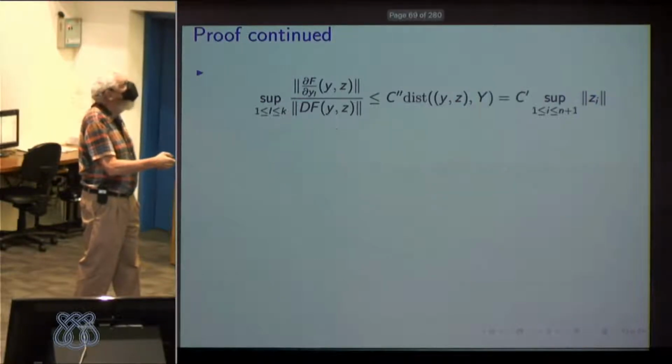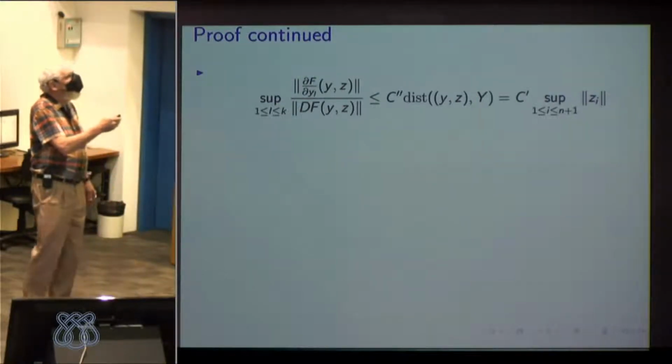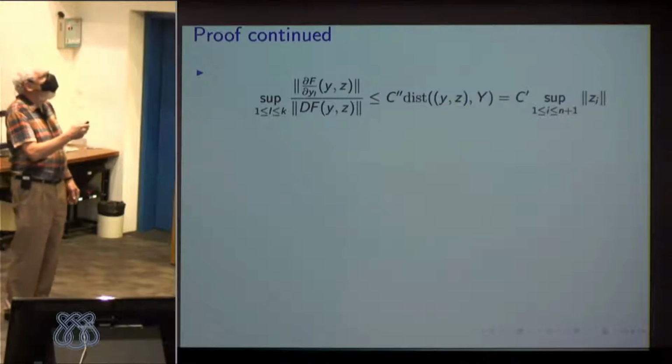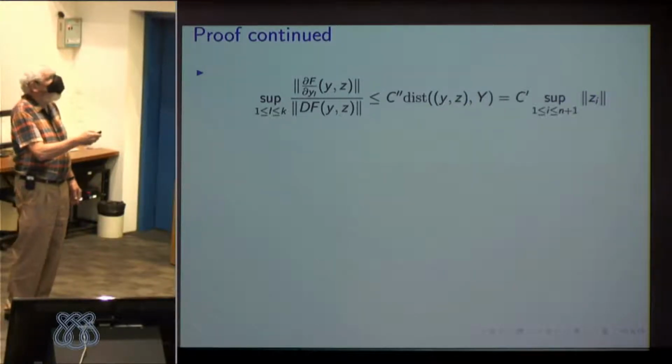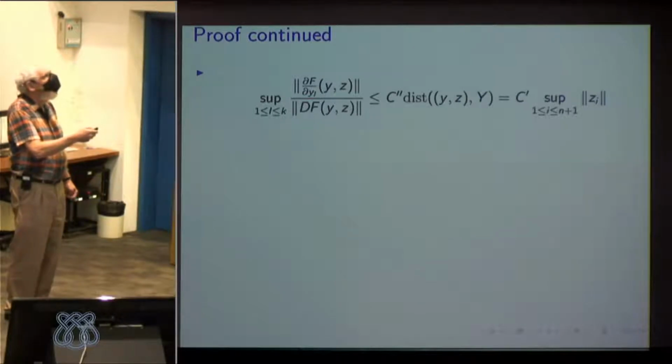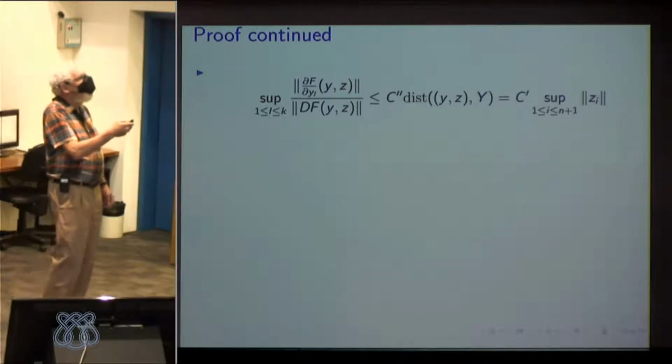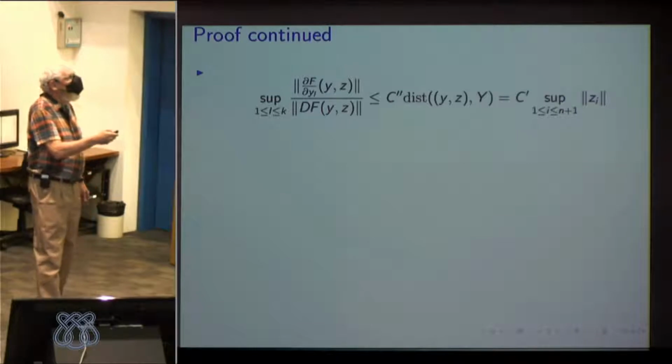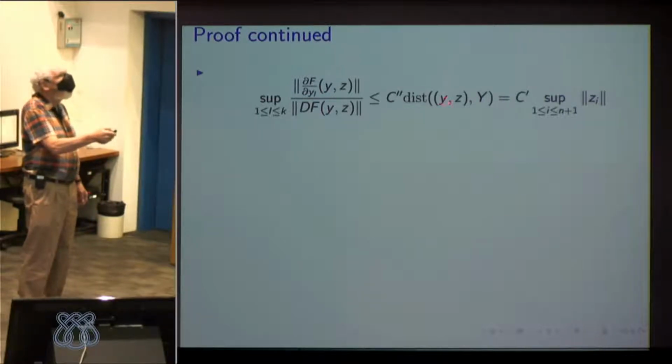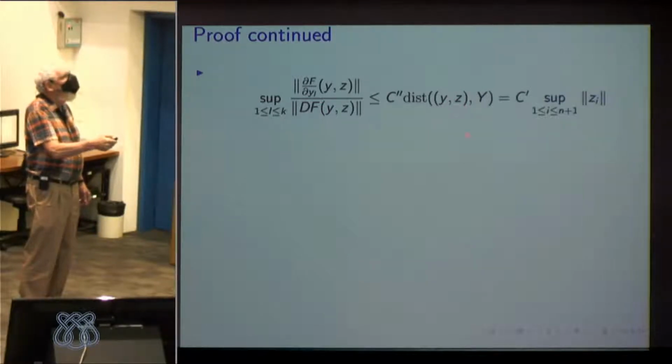let's go back. All right, so when you plug in, this is what you get. The partial of F with respect to Yi divided by the derivative of F is less than or equal to C times C double prime times the distance of the point. We're looking at the point here, we're looking at its distance to Y. And that we know is less than another constant times the sup of the Zi.